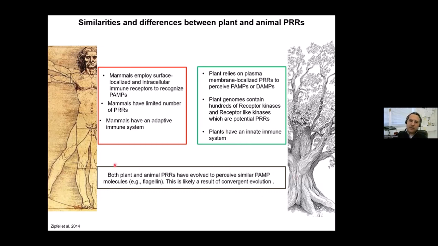Another commonality here, and this is interesting, is convergent evolution. We have patterns which are recognized by receptors of plants as well as by receptors of animals. But this is not because they have evolved from the same source. They have convergently evolved because these patterns are so specific and so unavoidable for the pathogens that they are simply perfect patterns to recognize those pathogens, like flagellin.